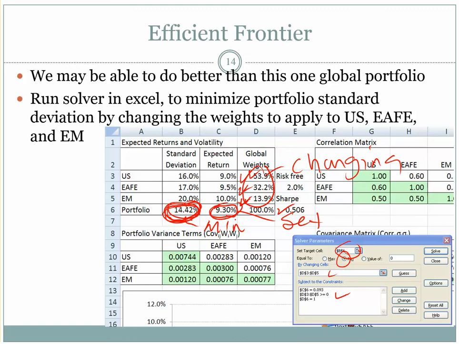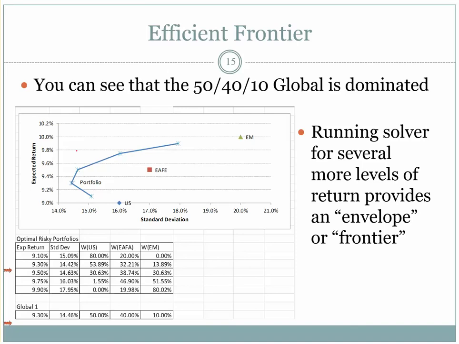54-32-14 would clearly dominate 50-40-10. Same return, less risk. Now we call that an efficient portfolio. Efficient in the sense it has the minimum standard deviation for a given level of return. So for a 9.3% return, this is the portfolio that gives the lowest risk. And then I can run solver 4 different times to get 4 more efficient portfolios.